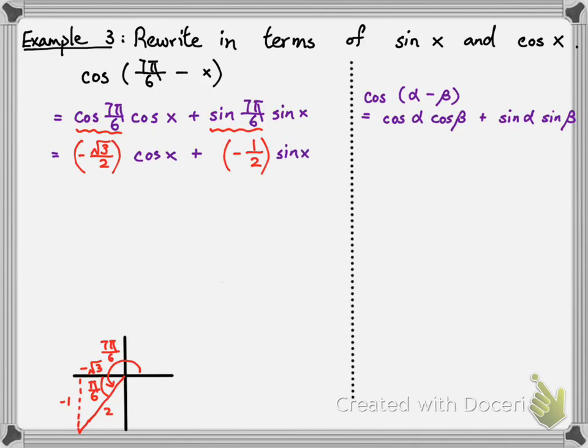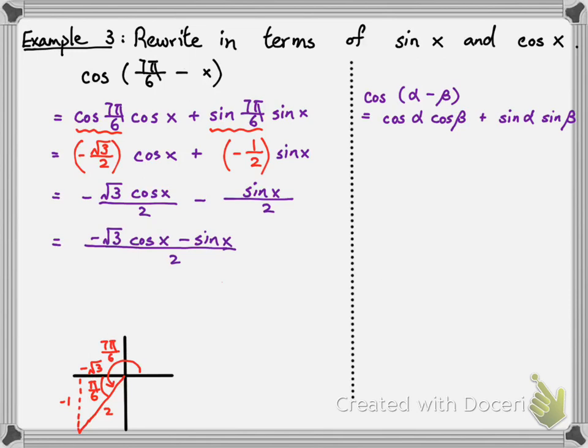As we simplify, we will have negative square root of 3 cosine x over 2 minus sine x over 2. To combine these two fractions into one, we will have the final answer as negative square root of 3 cosine x minus sine x, over 2.